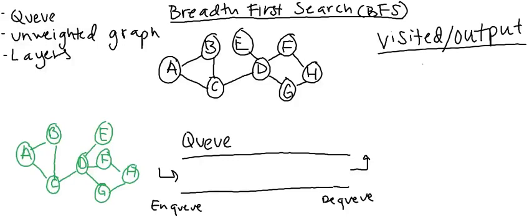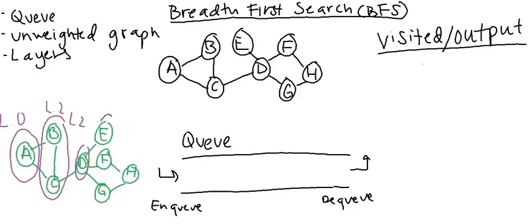Now, I've drawn this graph over here in the black. And just to show what layers are, I also have it here in green. The layers start with layer 0, which is your starting point. And then it just continues: layer 1, layer 2, layer 3, and layer 4. So you see how when you reorient the graph, it looks like layers.